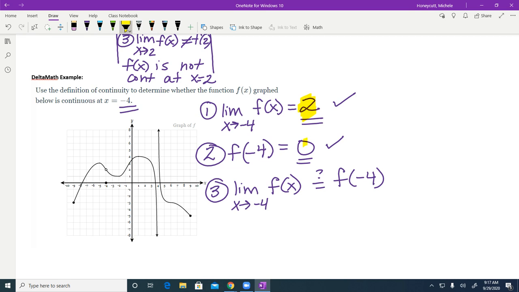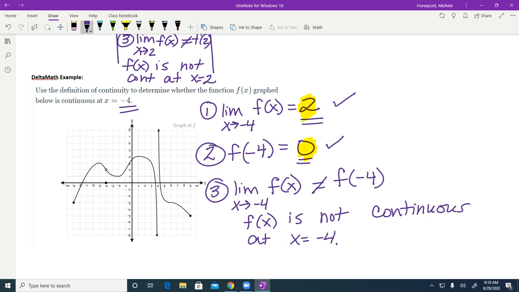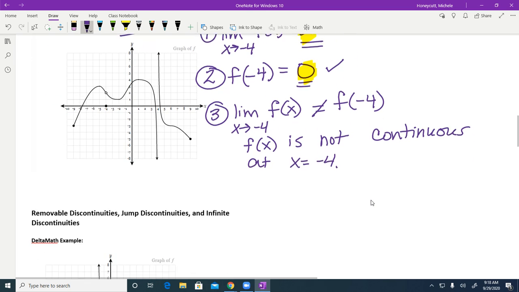Probably already screaming at me right now. Are those the same? No, they are not the same. So since they're not the same, we'll say, no, not the same. So we will say that f of x is not continuous at x equals negative 4. And again, Delta Math is going to take you through all three of these arguments when you write your answer. So you can't just look at it every time. You do have to be able to use the whole definition of continuity.